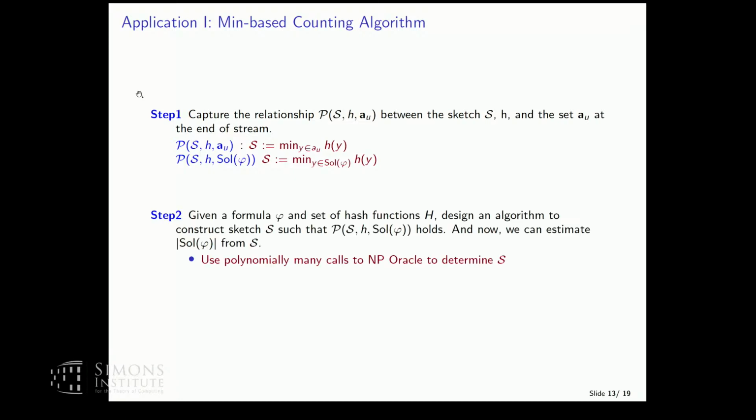So given a formula and a set of these hash functions, we can come up with a sketch such that this property holds. And we can do that by just making polynomially many NP calls. So there is your one approximate counting algorithm. Take a formula, choose hash functions randomly, compute the smallest hash value.